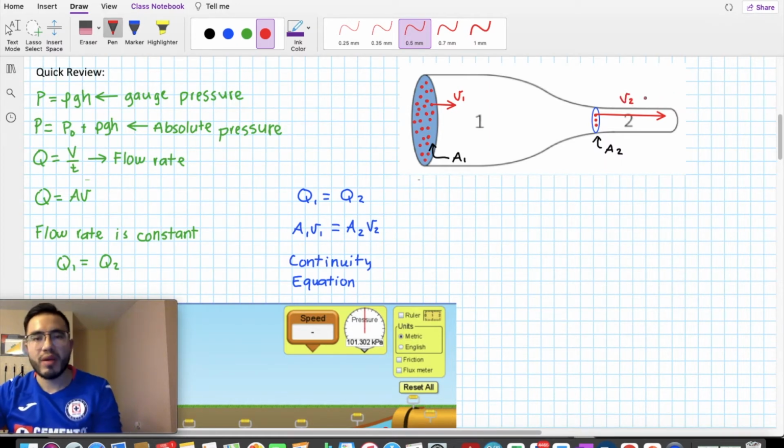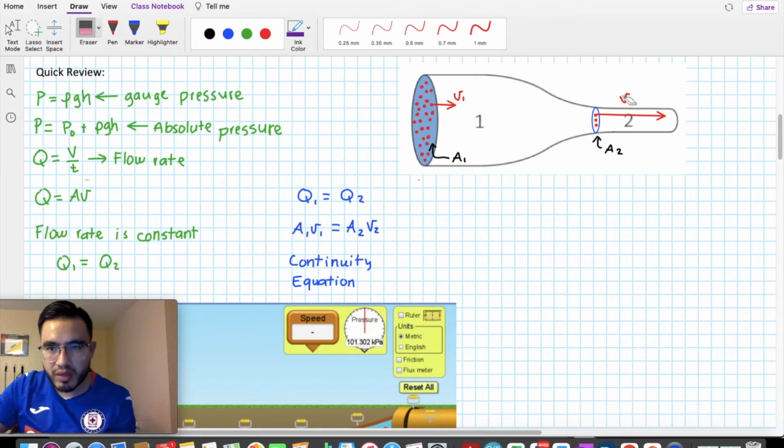Okay, kind of looks like the square root of 2, huh? Let's try to fix it. So velocity 2.